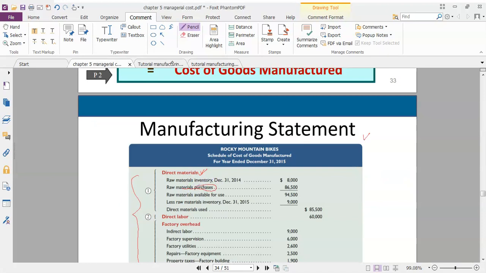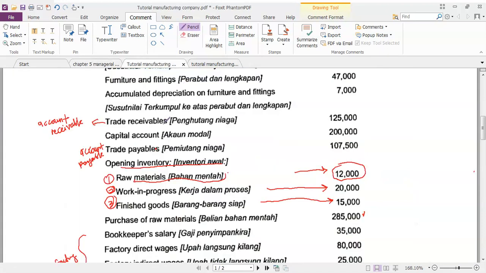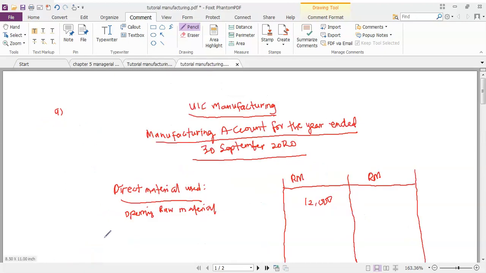And then, following the format here, you should add on the material purchases. Raw material purchase or purchases. So look here, which one is the purchase of raw material? Here in the list of accounts, we have purchase of raw materials amounted to 285. So you must add on opening raw material with purchases of raw material.